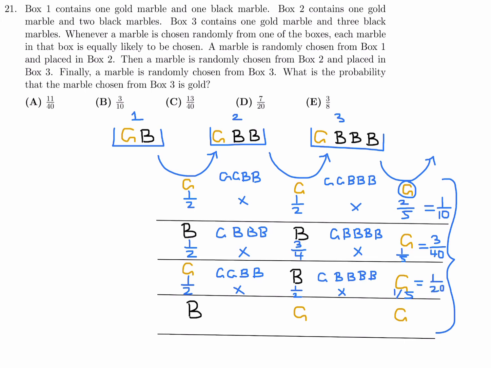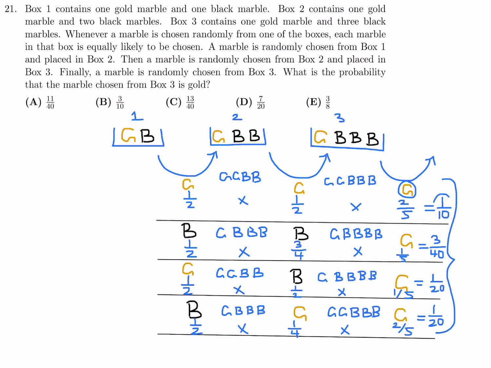And then the last one, this one, we have a half. Then it will be GBBB. Getting a G from here, 1/4 probability. Then it will be GGBBB. Getting a G from here, 2 out of 5 probability. Multiplying these, we get 1 over 20 when you reduce it to lowest terms.